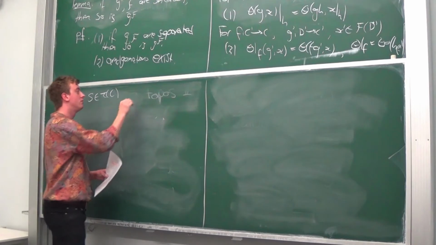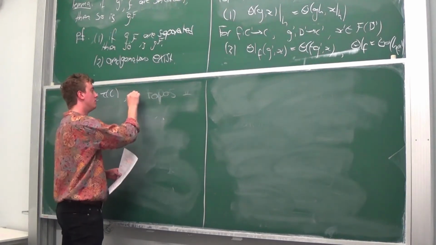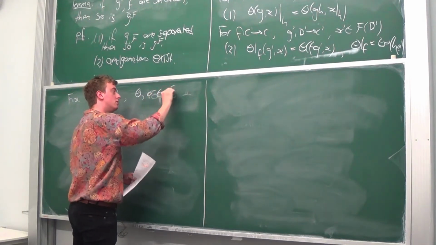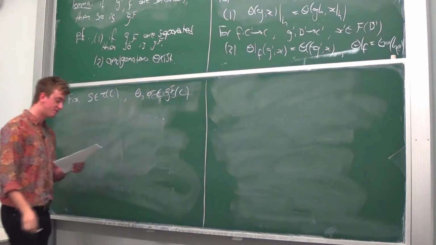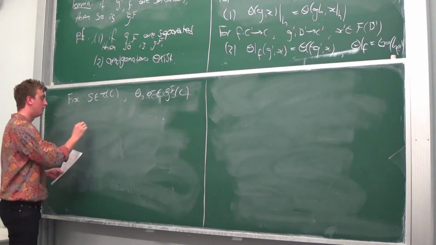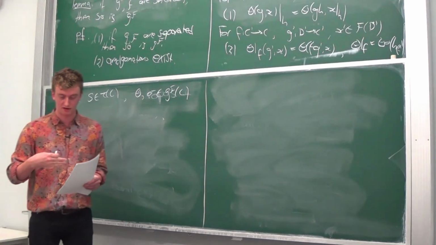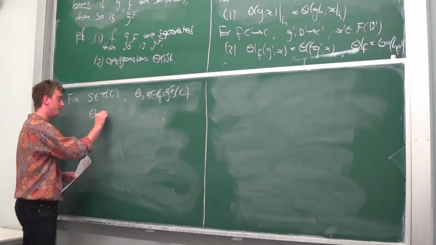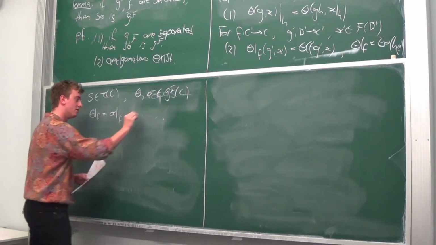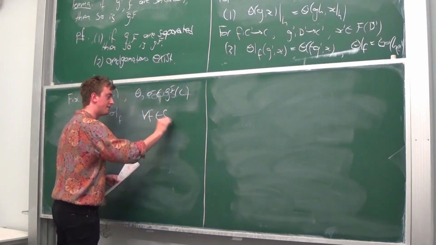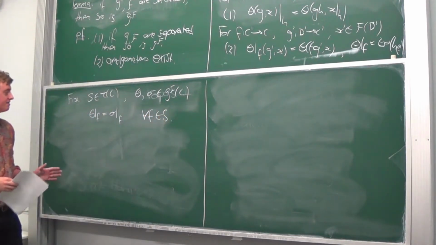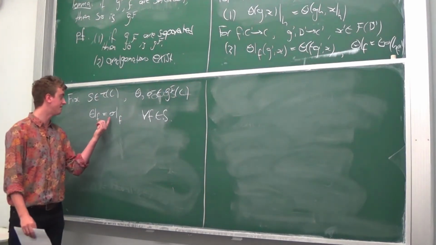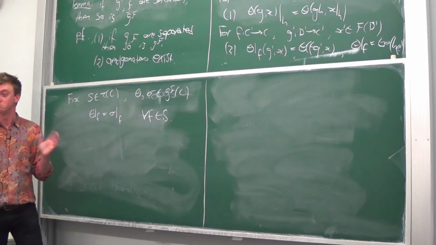And we're going to take two elements of the exponential over C, theta and sigma. And we're going to suppose that they restrict to the same thing over each element of the cover. So i.e. that theta restricted to f equals sigma restricted to f for all f in S. So implicitly what we're saying is that there is some matching family for this cover such that both theta and sigma are amalgamations.